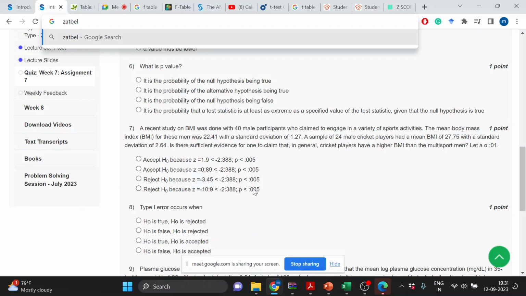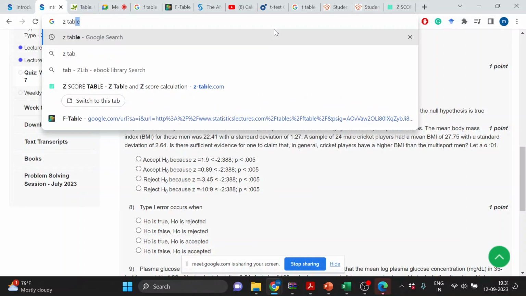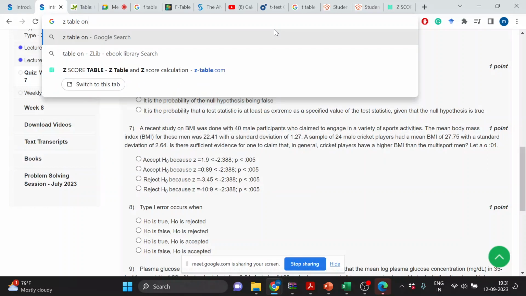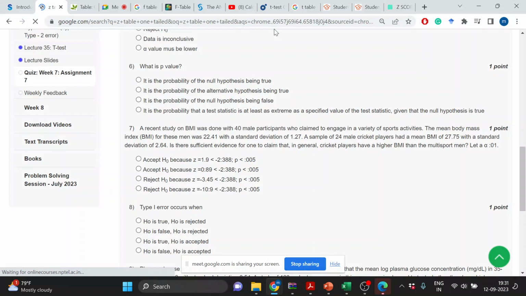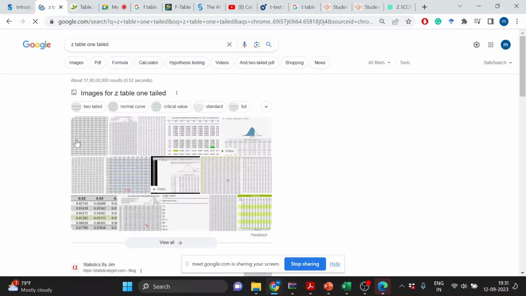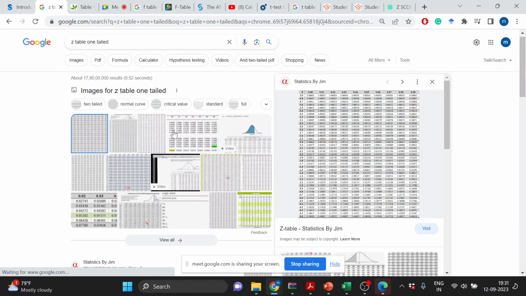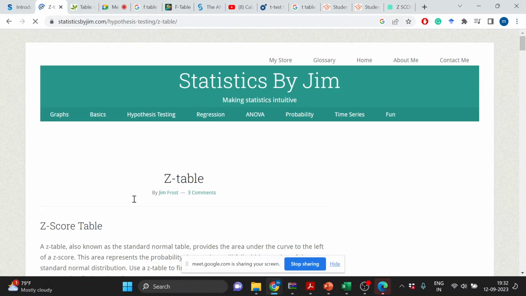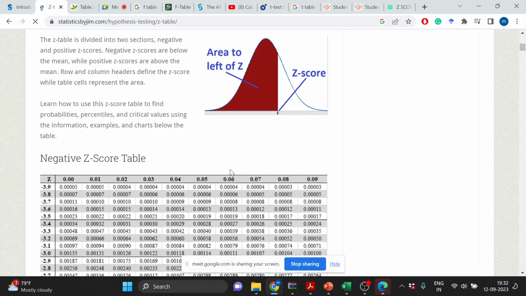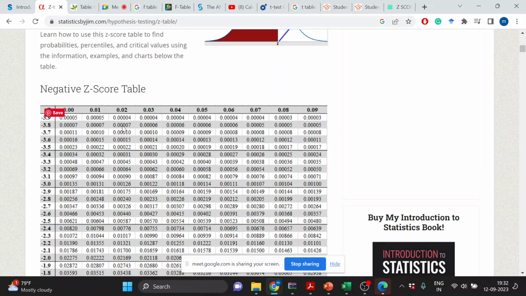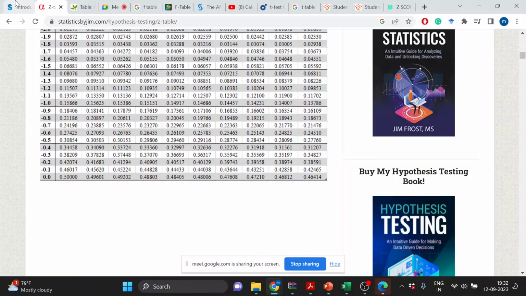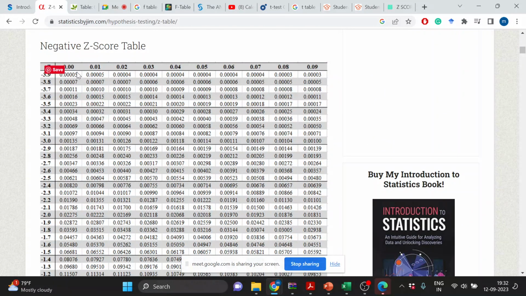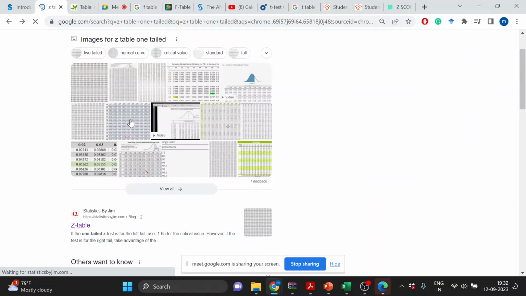Actually it should be reject. What is the Z table value for 0.05? Want to see Z table? One tailed Z test. Yeah, it was for 0.005. So 0.005 is not there here. Yeah, we have to go much lower, I guess.